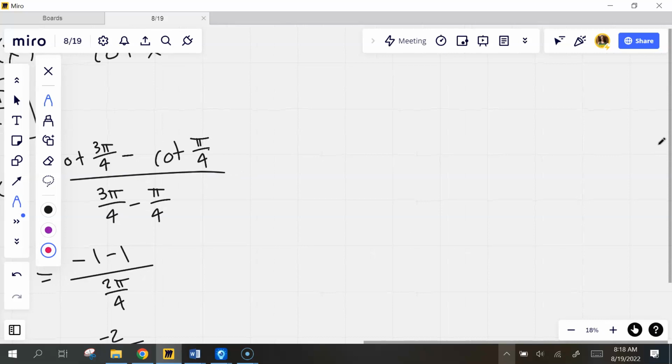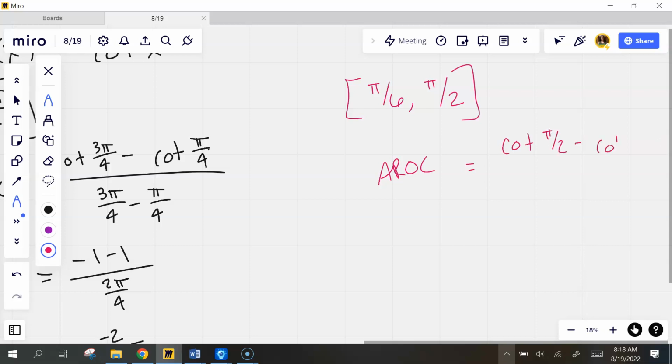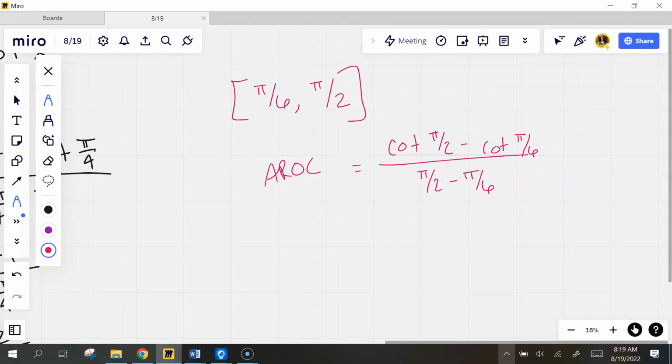It goes from pi over 6. So this one's a little bit harder because this one I am going to look at my actual values. So my average rate of change is going to be cotangent pi over 2 minus cotangent pi over 6 divided by pi over 2 minus pi over 6. Cotangent of pi over 2. Remember, cotangent is cosine over sine.